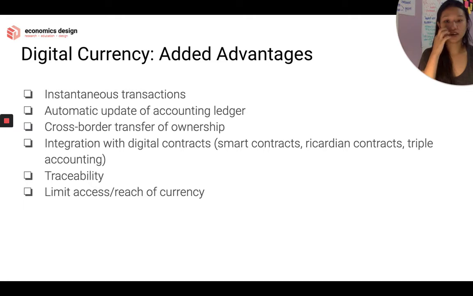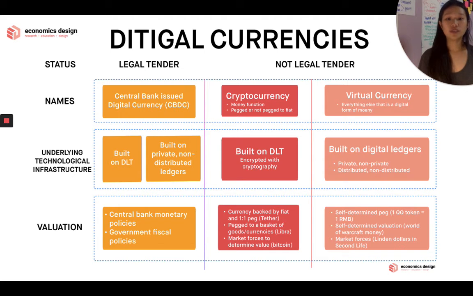And also there are more things that you can do with digital cash because they're all digital, and more things that you can play around with. So these are the three statuses in digital currencies, I call them status. There are two status. The first one is legal tender versus not legal tender. What's legal tender? Legal tender is super easy. It's basically money that is issued by the central bank.